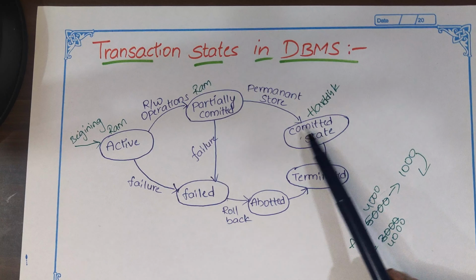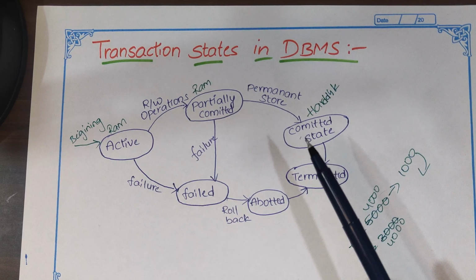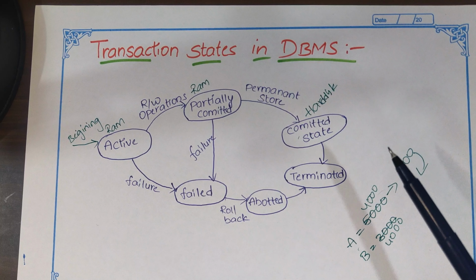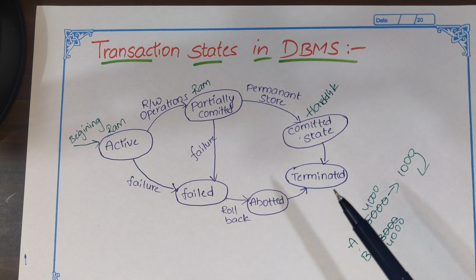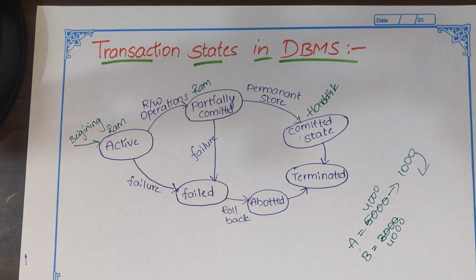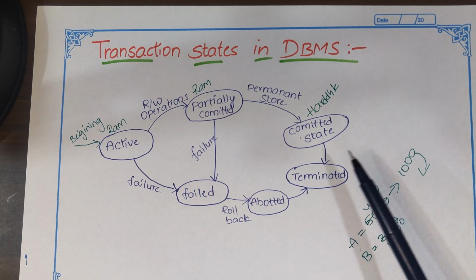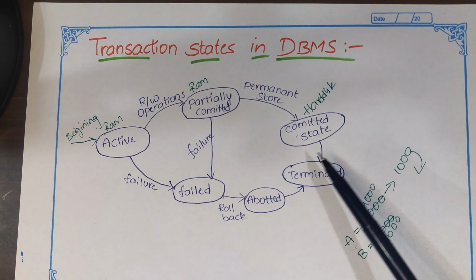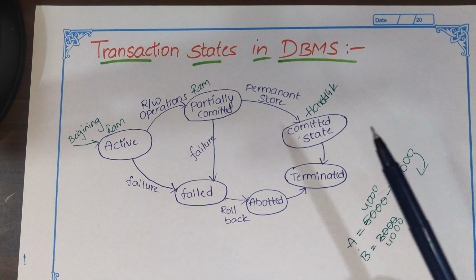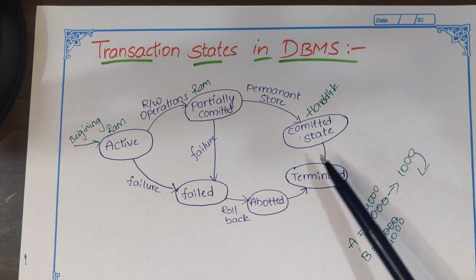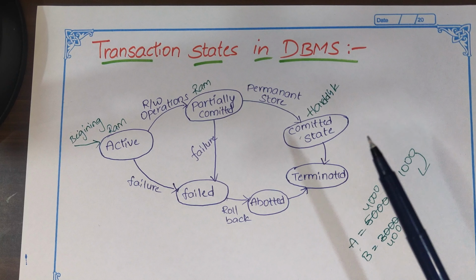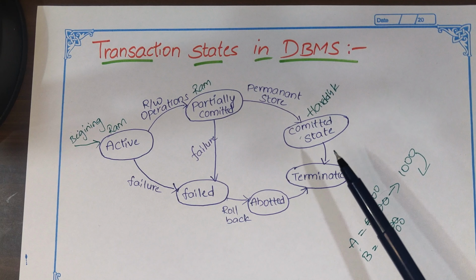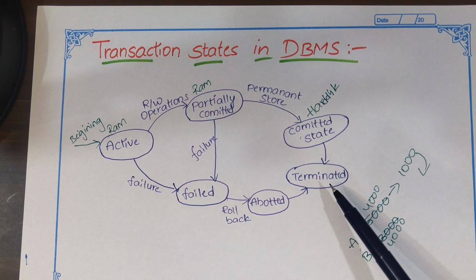This permanent storage is very important because even if the RAM loses everything, the hard disk or SSD is permanent, right? So the data remains unchanged, even after shutting down. This is why we use permanent storage. Next, in the committed state, all the changes are permanently saved and there is no option of rollback, because the whole transaction is done and permanently stored. Next, it will be terminated.